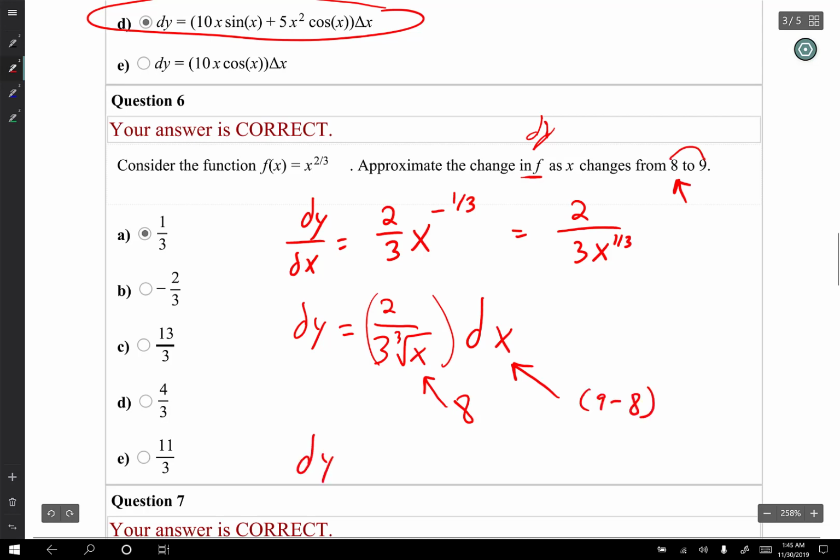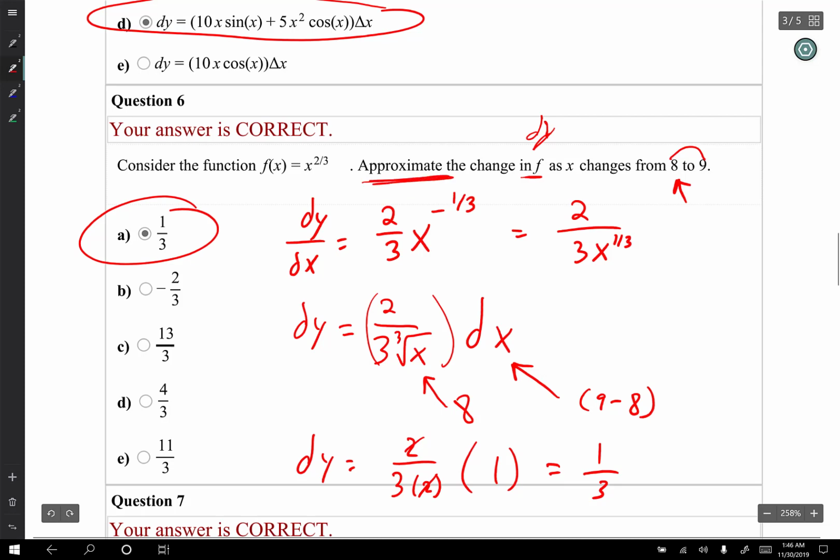So your dy is equal to 2 over 3, and then the cube root of 8 is 2. So these 2's cancel out. And then the dx, 9 minus 8 is 1. So I get 1/3. And you're only doing that because it says approximate.